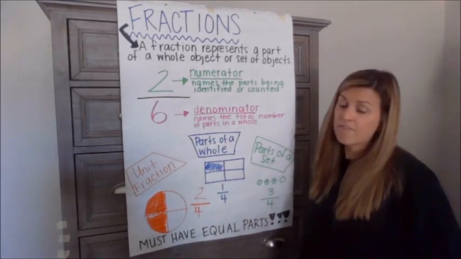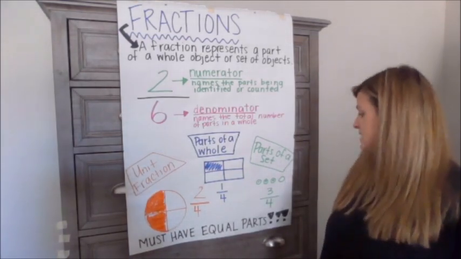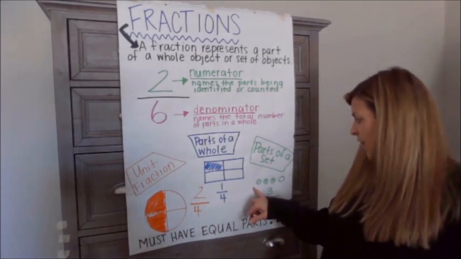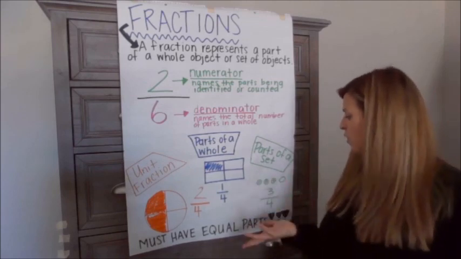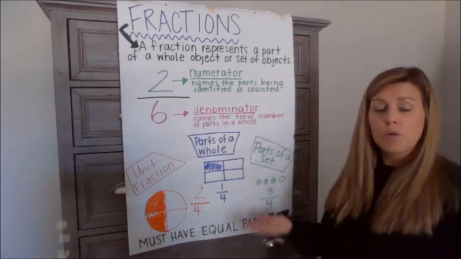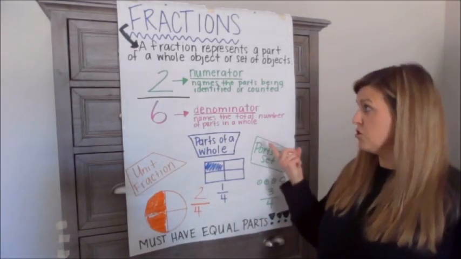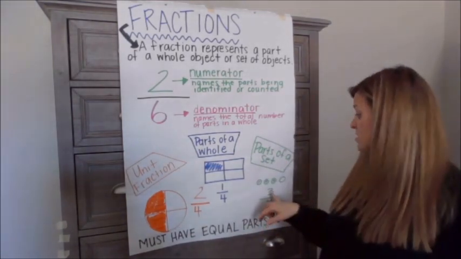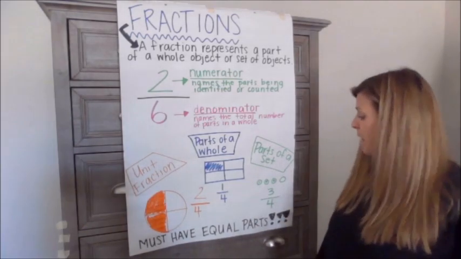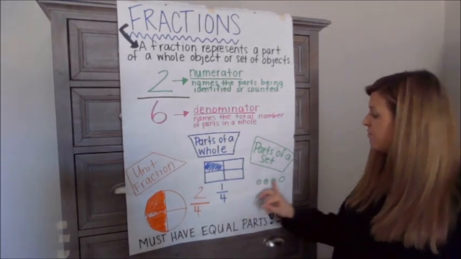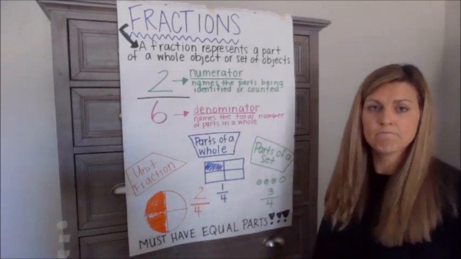There also can be fractions in parts of a set. So if you see here, I've drawn 4 balls all together, 3 of which have dots in them or are colored. So the ones that are colored represent the numerator and identify those parts that are colored. So 3 would be the numerator. And the bottom would be the 4 because there's 4 balls in the set.